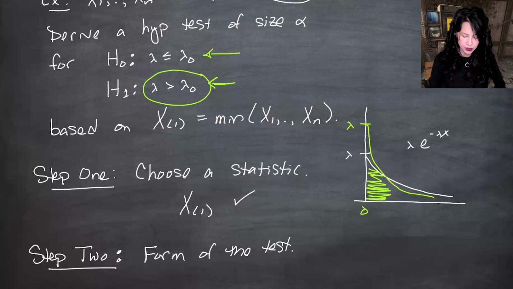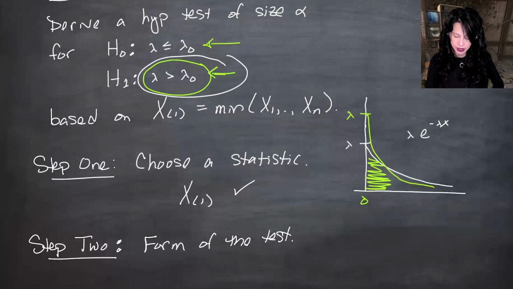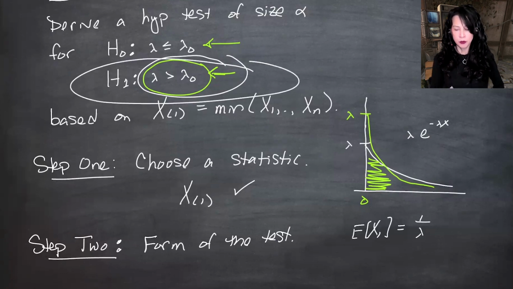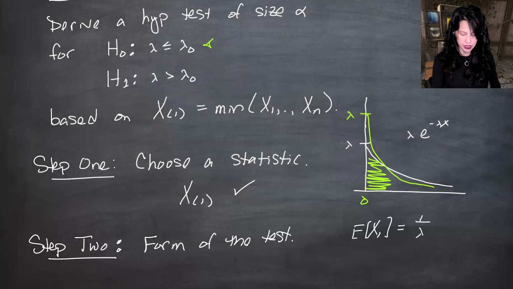Another way to see that a larger lambda will produce smaller numbers in the data is to note that the mean for any one of these, they're IID, so any one, is 1 over lambda. So if lambda is large, the numbers coming out on average are going to be smaller. All right, so the form of the test.